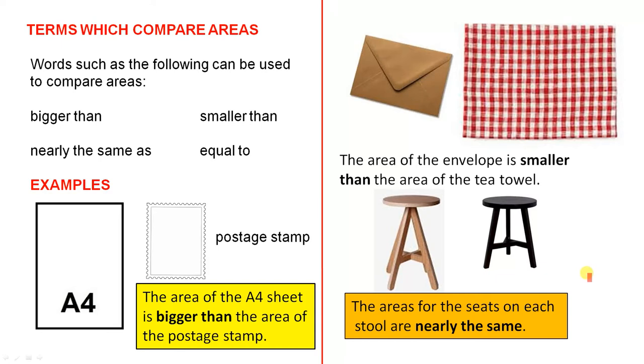The areas for the seats on each stool are nearly the same. See, they probably look pretty well much the same. We're not sure, but just by looking at it, I think we can confidently say they are nearly the same.